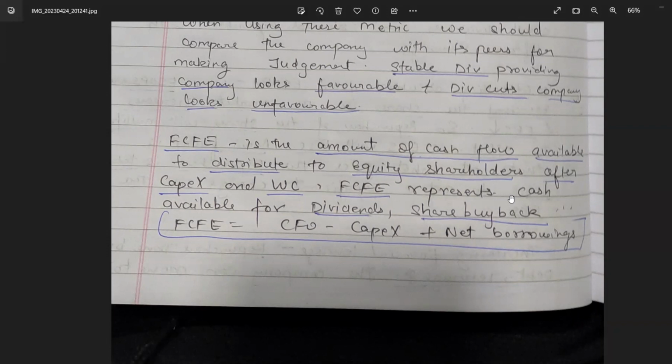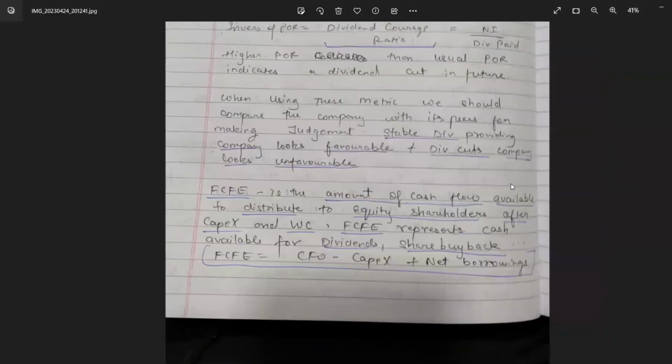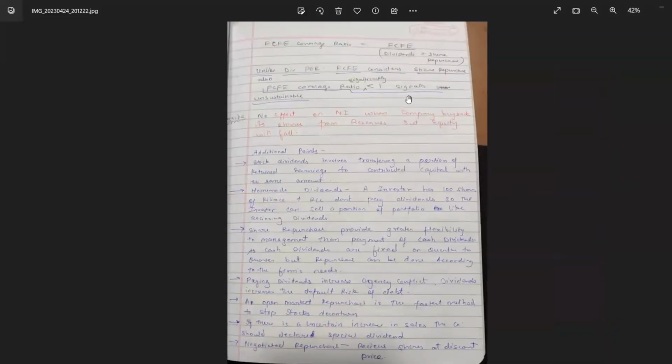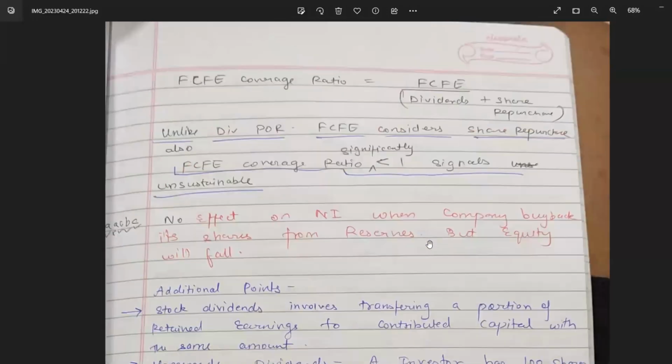So what is the FCFE formula? FCFE is cash flow from operations minus CapEx plus net borrowing. This is the CFA Level 1 formula. So what is the FCFE coverage ratio? The FCFE coverage ratio is FCFE divided by dividends plus share repurchases. Unlike the dividend payout ratio, FCFE considers both share repurchases and dividends.